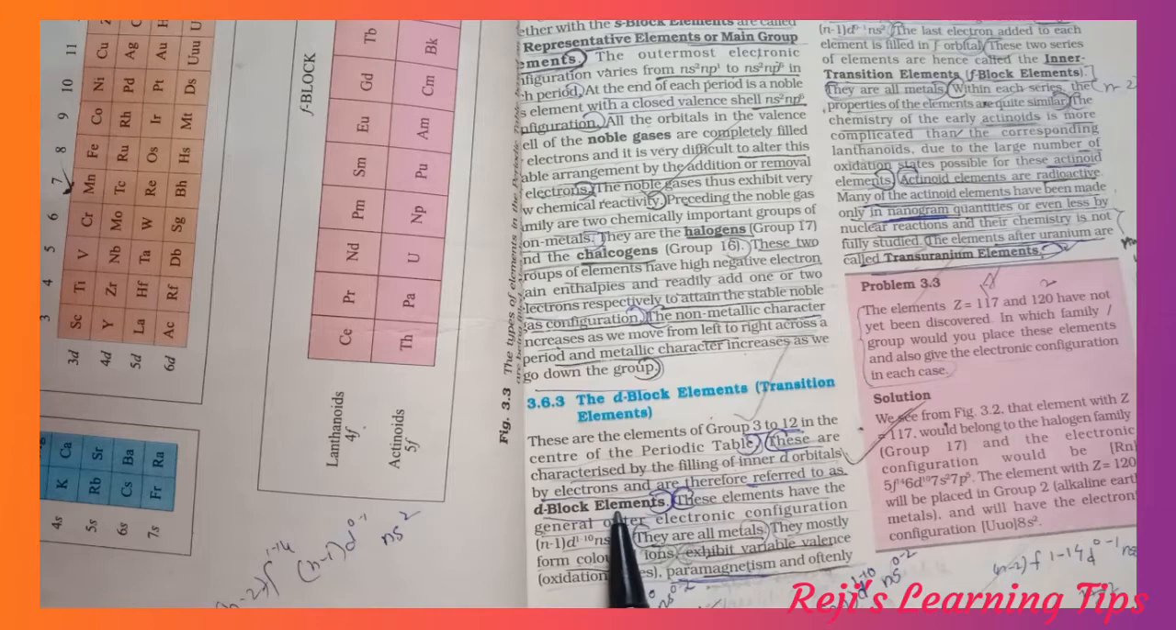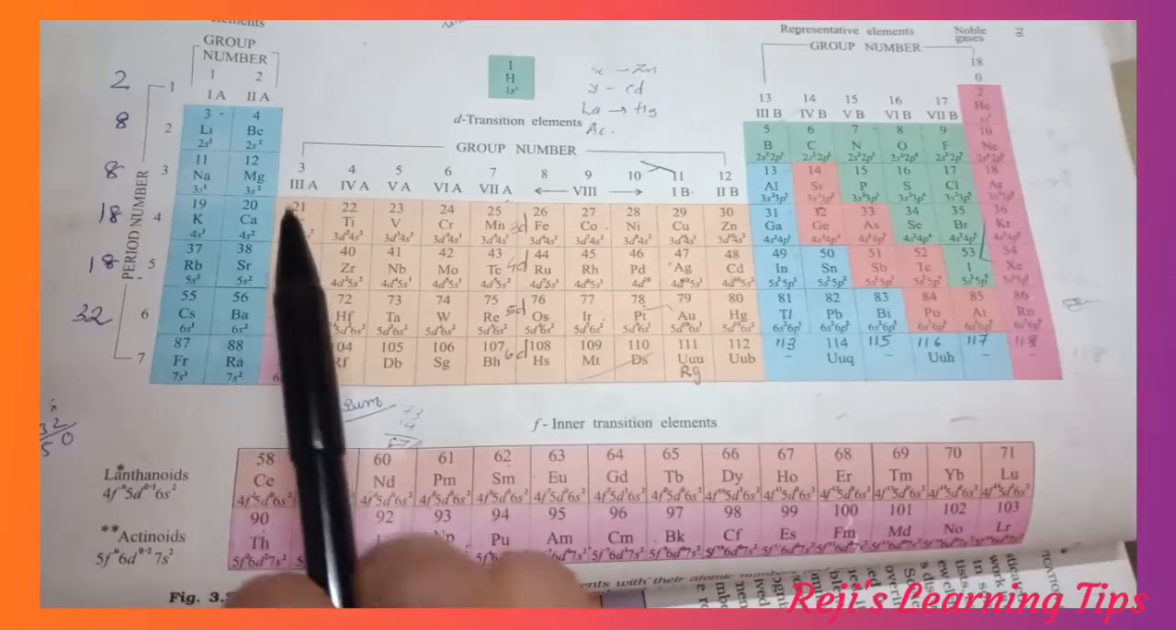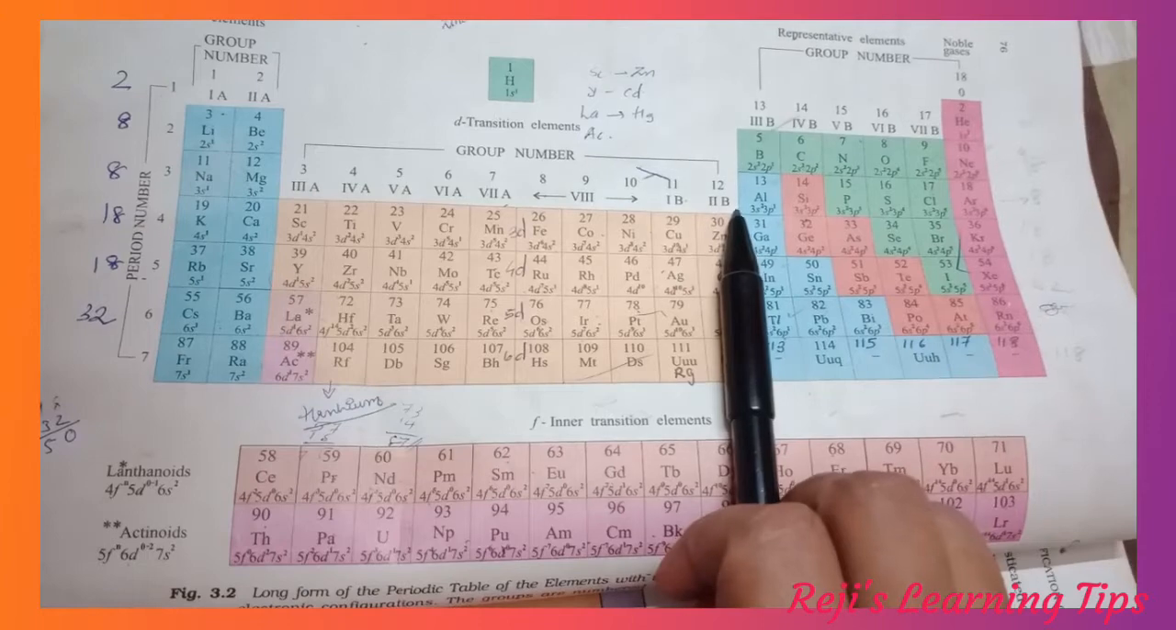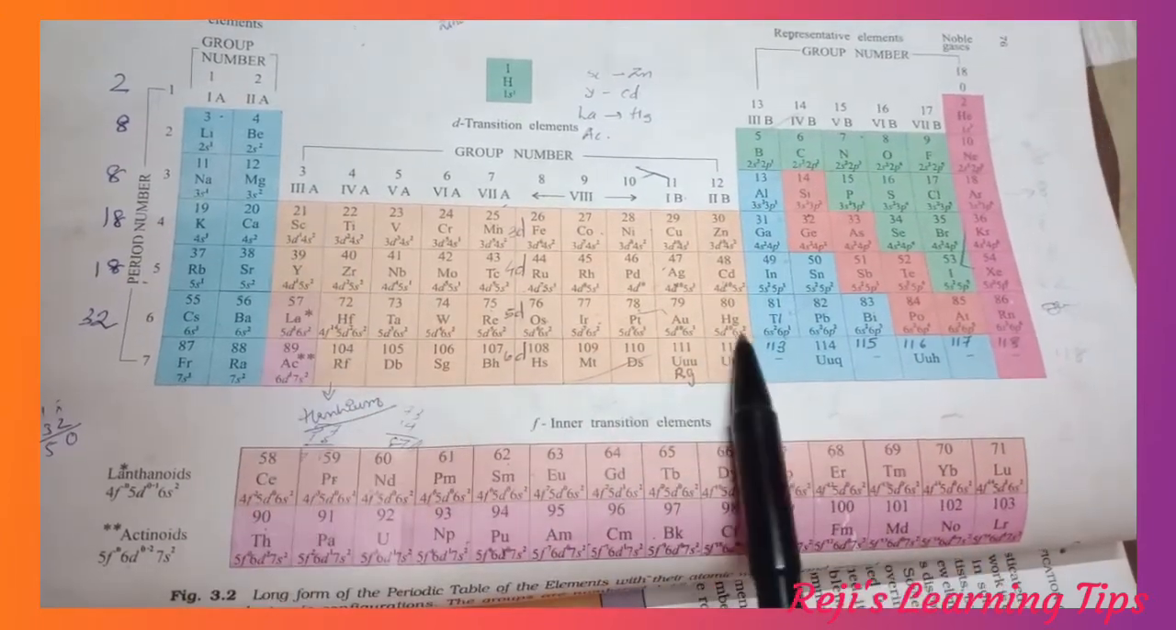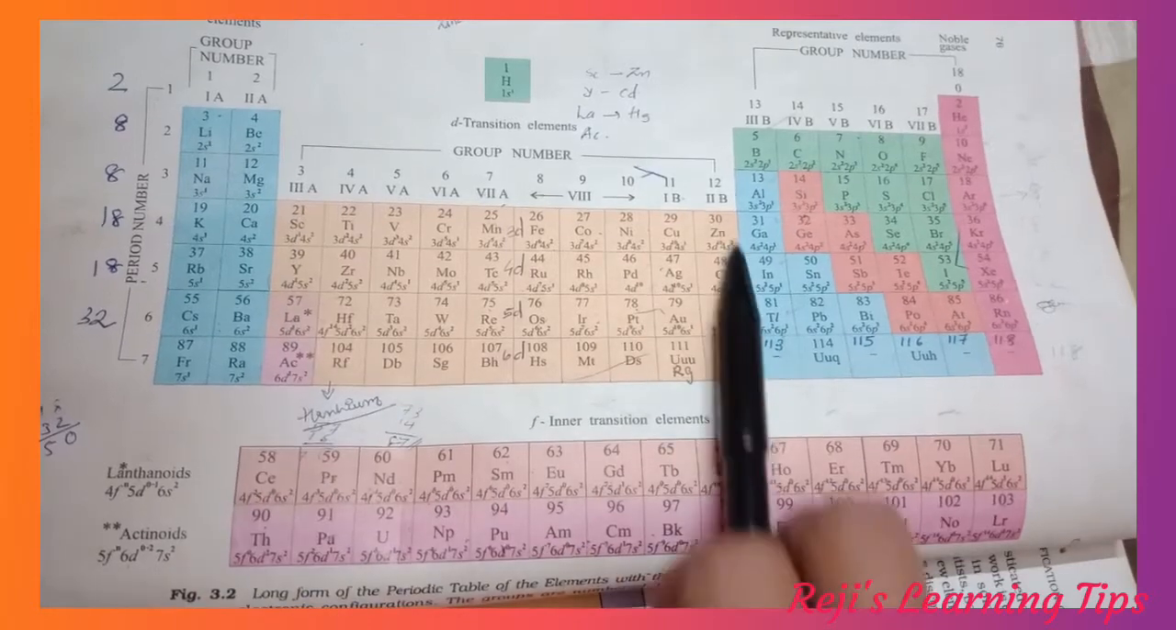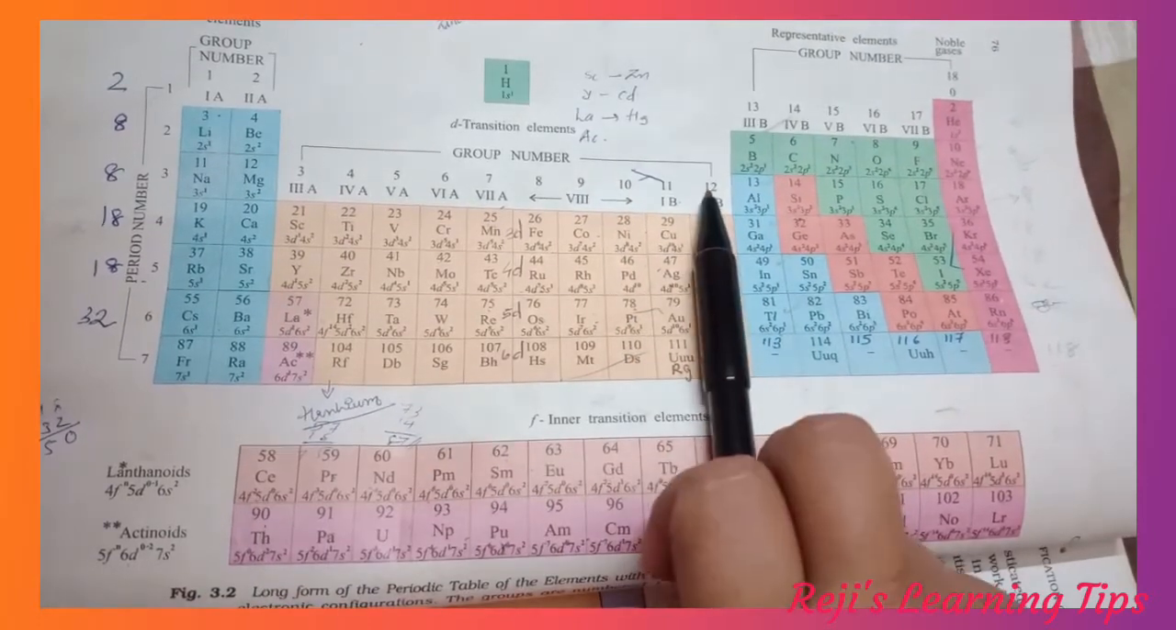Not in the outermost shell. Here the electron filling takes place in the inner d orbital, so they are known as d block elements. Group 3 to group 12 are known as d block elements. They are also known as transition elements.